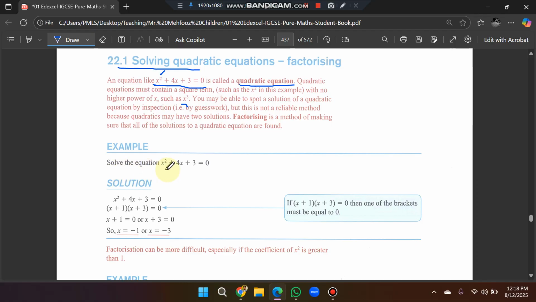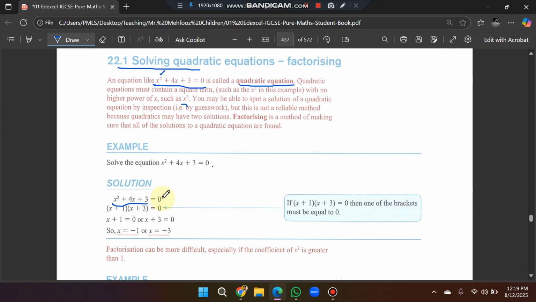Here is your first example. Solve the equation x squared + 4x + 3 = 0. First of all, you can see that x squared + 4x + 3 = 0. So if (x + 1)(x + 3) = 0, then one of the brackets must be equal to 0.